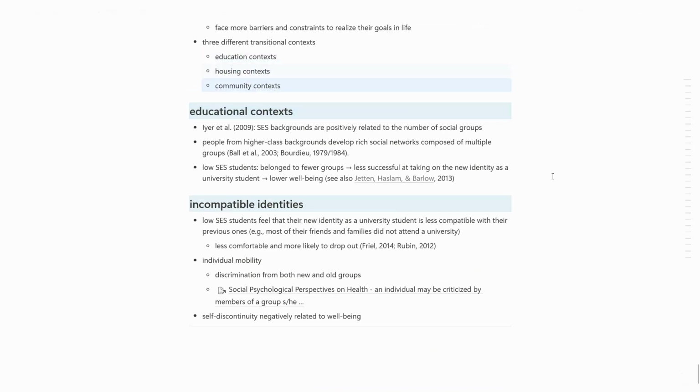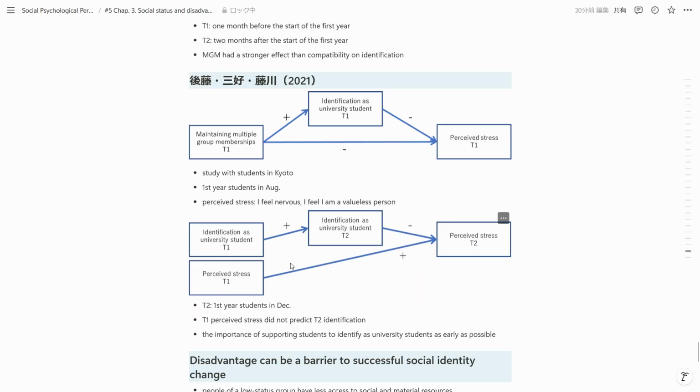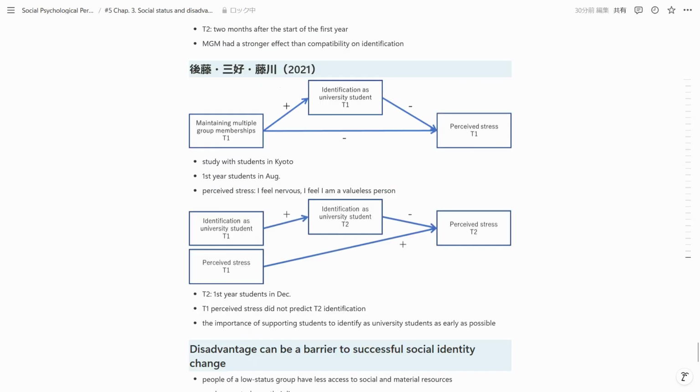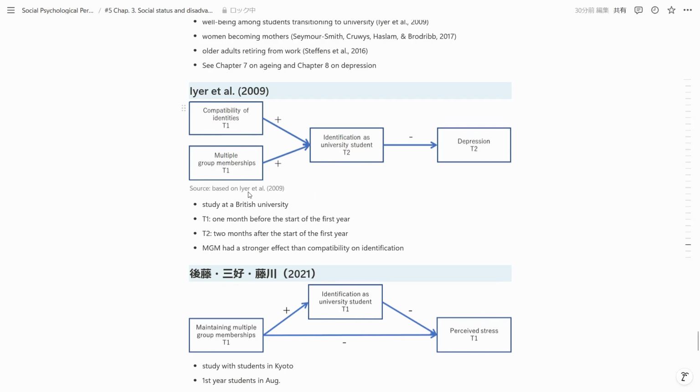So let me see one by one. Educational context. Ayer et al., the study I mentioned above, also found that SES backgrounds are positively related to the number of social groups. I mentioned in Ayer's study that people who belong to multiple groups tend to have stronger social identification as a university student, and such identification can reduce the possibility that they develop depression. However, the first factor, multiple group membership, is related to their status.